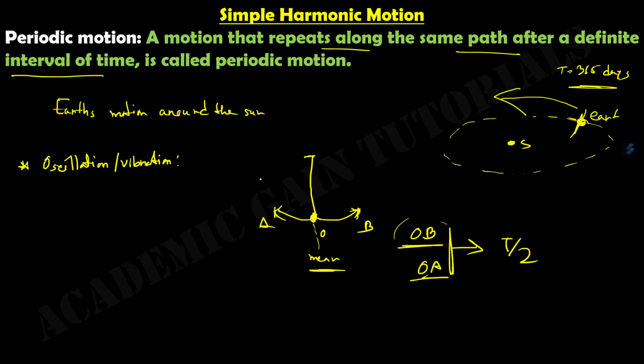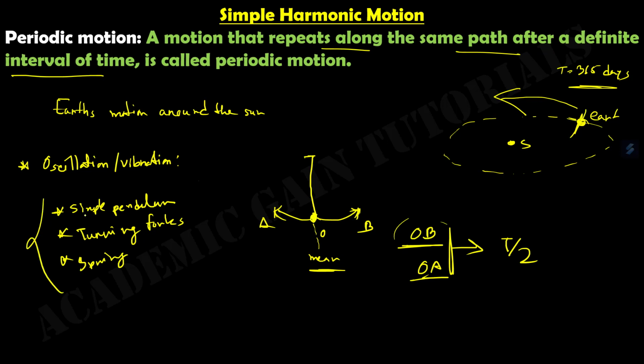Here are some examples of oscillation or vibration: a simple pendulum, which I just drew, then the vibration of a tuning fork, then the motion of a spring. These are some examples of oscillation or vibration. Now, as our chapter mentioned, this is simple harmonic motion.